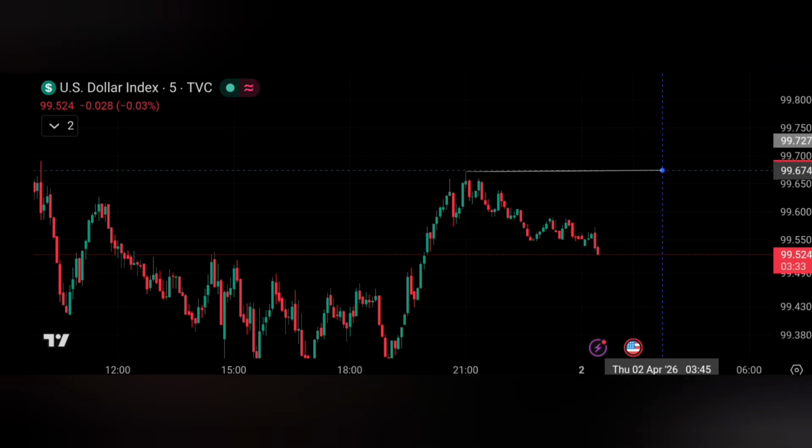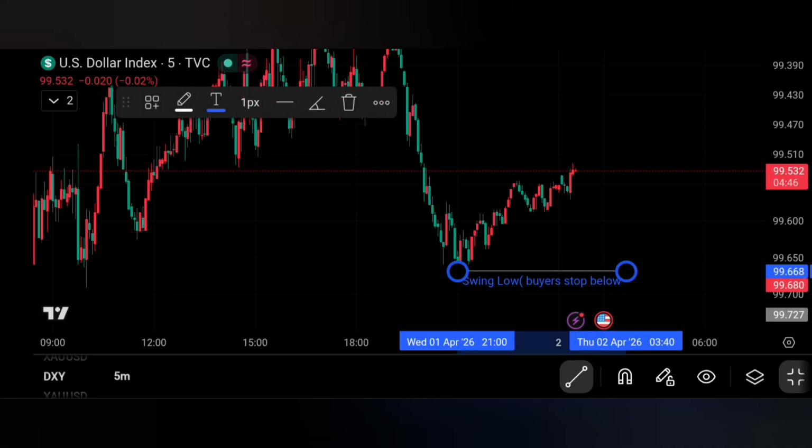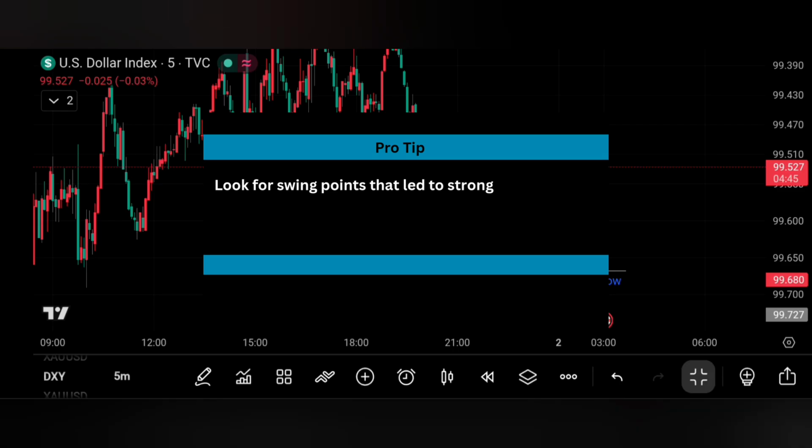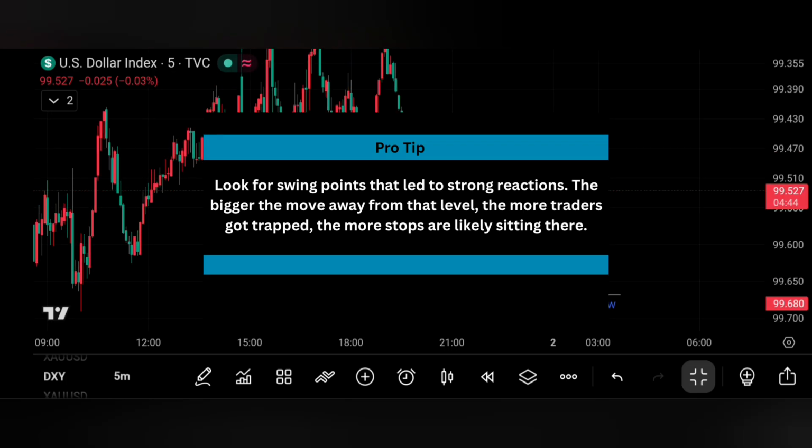The high of a strong bullish move: sellers' stops above. The low of a strong bearish move: buyers' stops below. Pro tip: look for swing points that led to strong reactions. The bigger the move away from that level, the more traders got trapped, the more stops are likely sitting there.